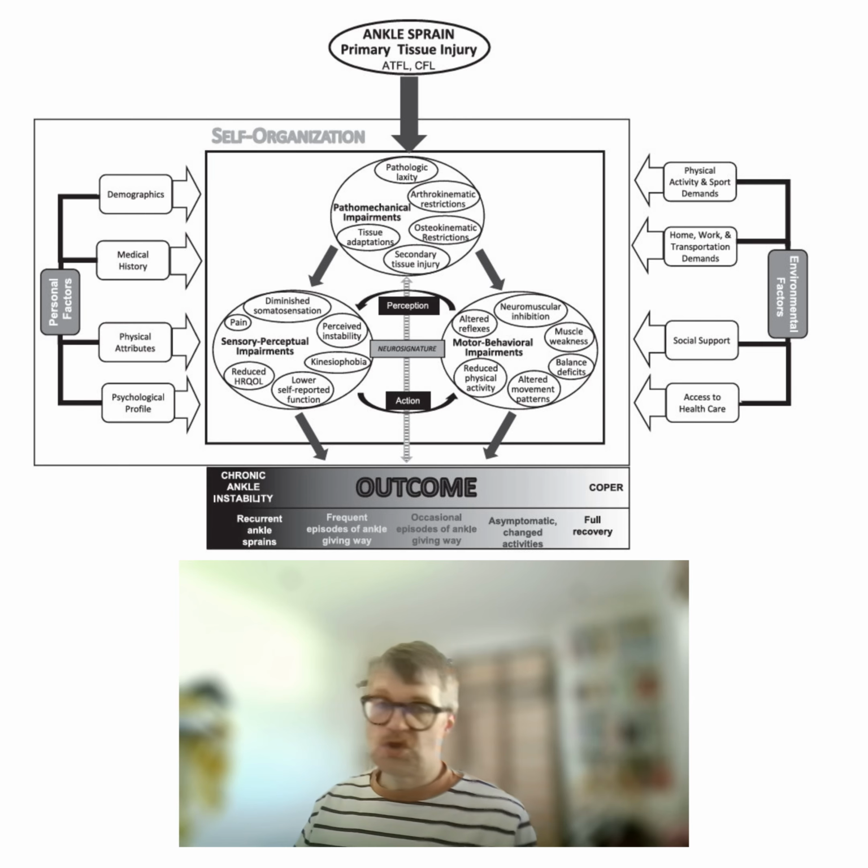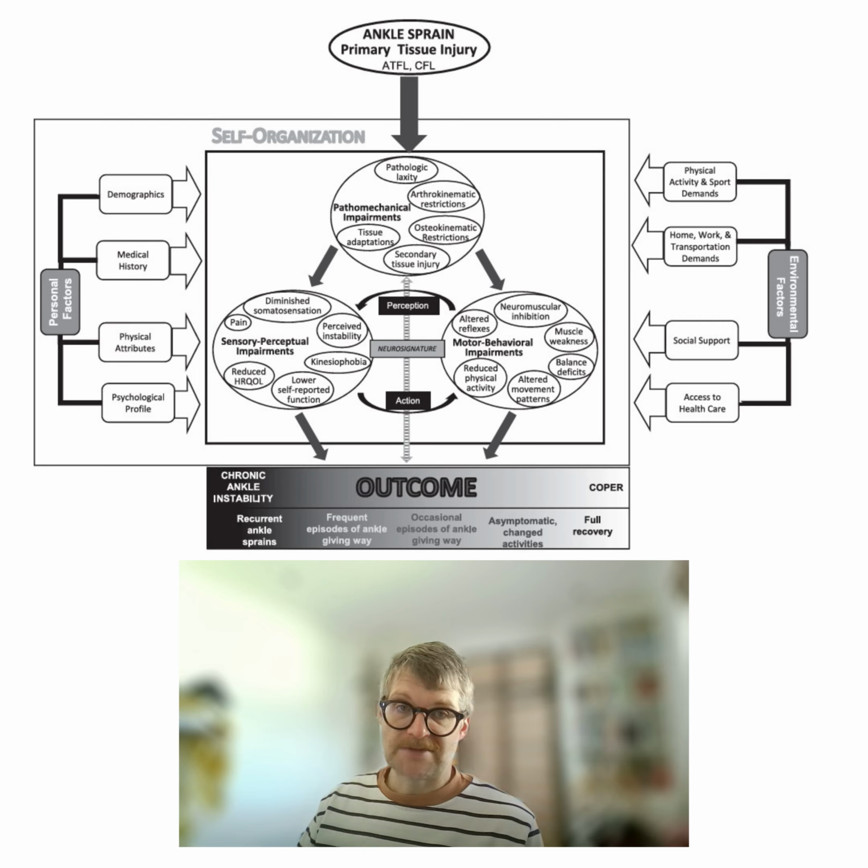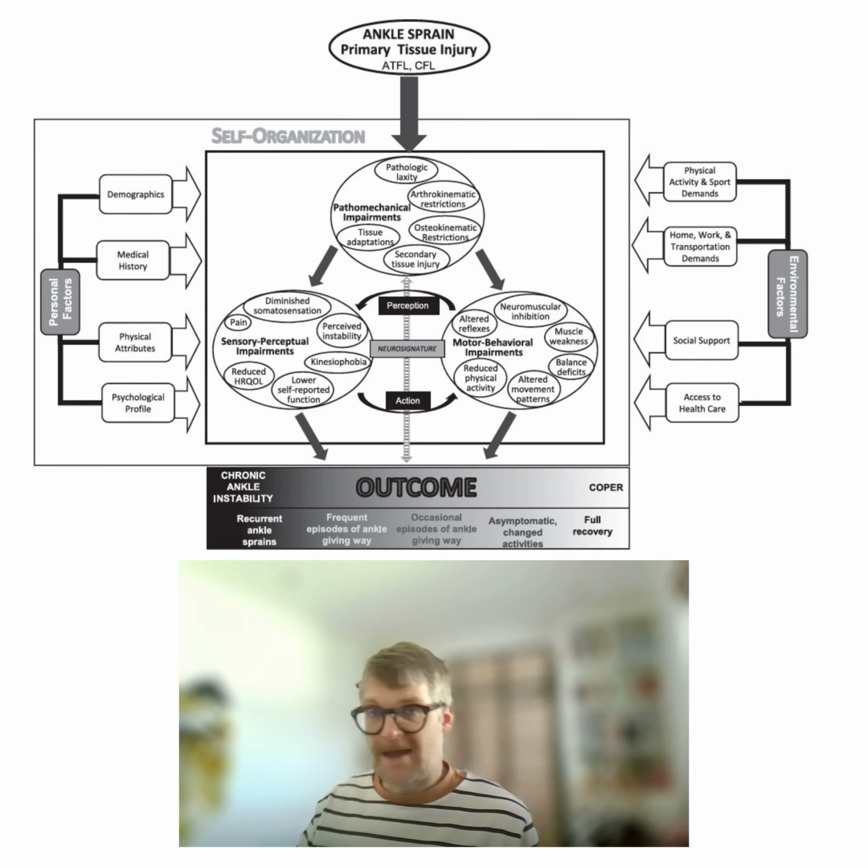From there, we've got two major categories of impairments. So on the left side, we've got our sensory perceptual impairments, which includes things such as sensation of pain or reduced sensation, whether we have perceived instability, which links to our functional ankle instability, a subcategory of chronic ankle instability, and then also a fear of movement. Okay, so this is essentially outlining things that affect how a person is perceiving their ankle.